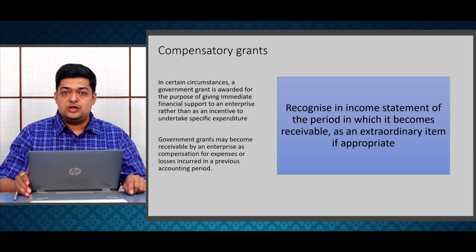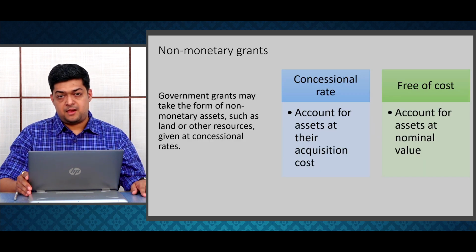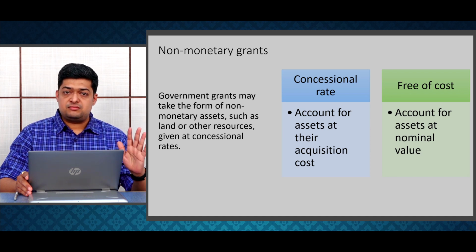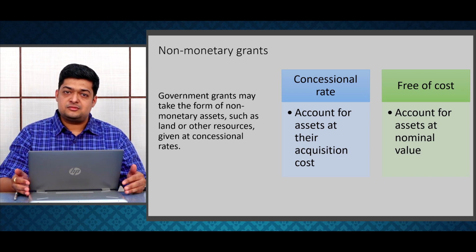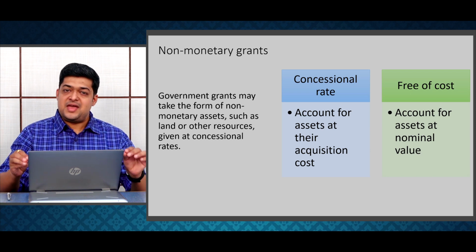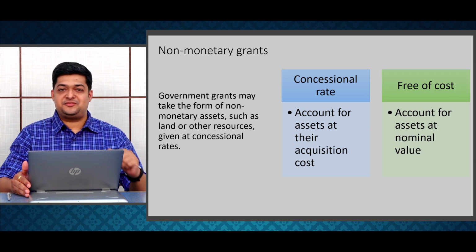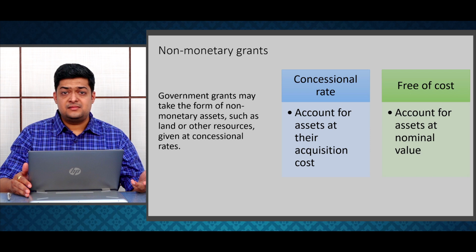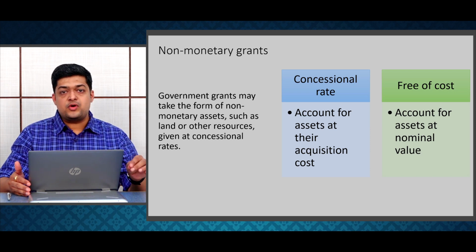Now we shall next see non-monetary grant. What can happen is, there are two possibilities. Government provides you asset free of cost for the purpose of maybe setting up industry, for the purpose of setting up plant, etc. Land is given, for example, free of cost, or machinery is given free of cost. Or sometimes government may give you these assets not free of cost but at concessional rates. For example, land, the fair market value of which may be 10 crores, and government gives that land to you for only 1 crore.